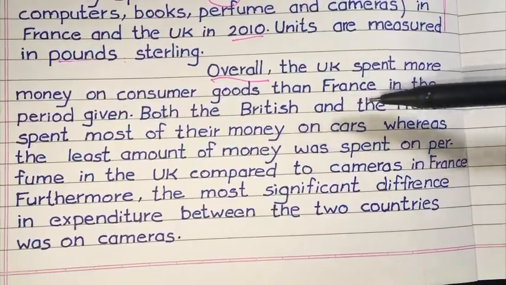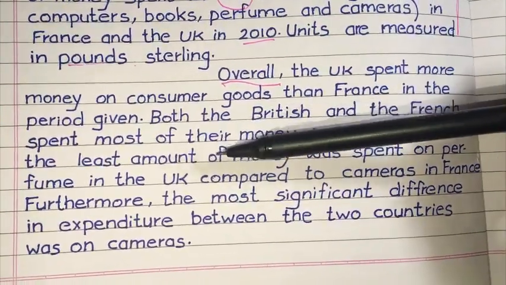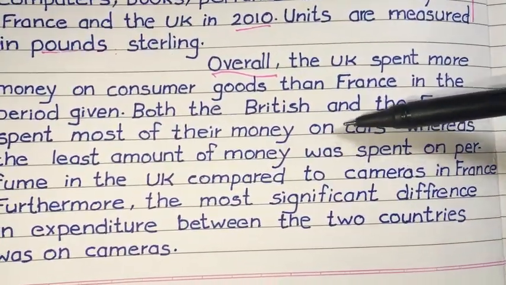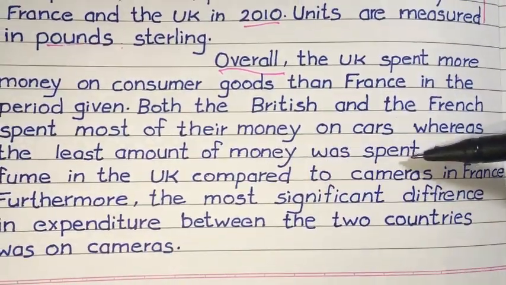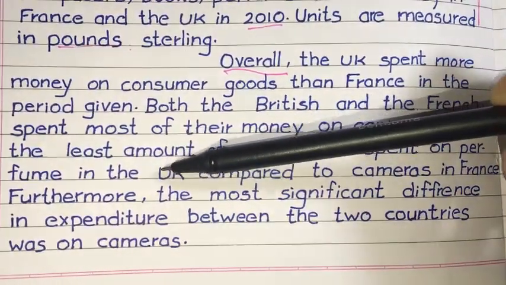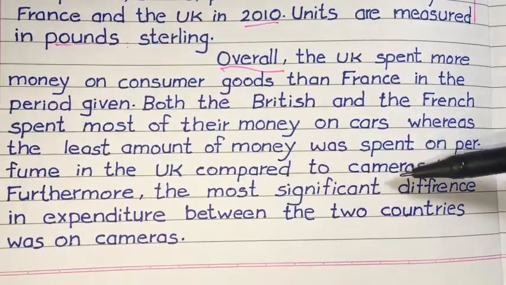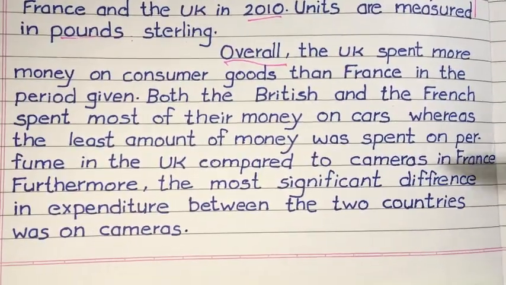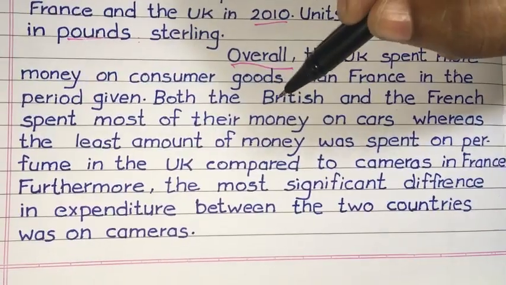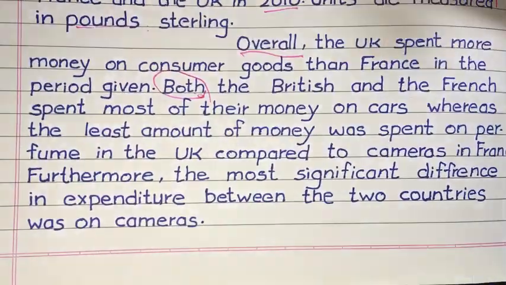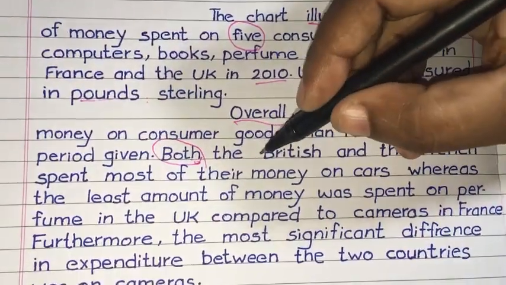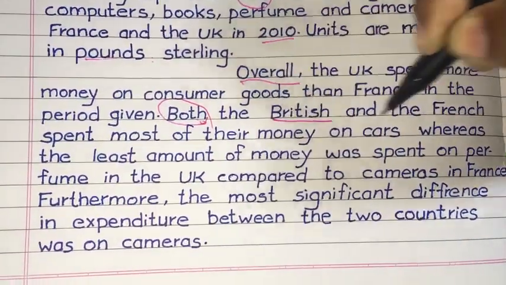Both the British and the French spent most of their money on cars, whereas the least amount of money was spent on perfume in the UK compared to cameras in France. See the sentence over here: both. So I am going to talk about the whole idea of both the countries. So, both the British and the French.